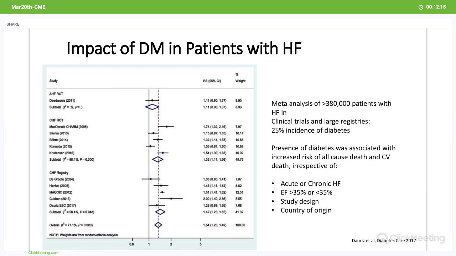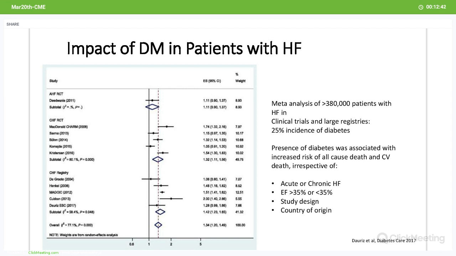Well, this is a wonderful systematic review and meta-analysis. It's wonderful because it includes a mix of different heart failure types. It's wonderful because it's new, published within the last couple of years, and includes almost 400,000 patients. And so what this study looked at is the impact of diabetes on a heart failure diagnosis. And again, 25% of the 400,000 patients had a diagnosis of diabetes.